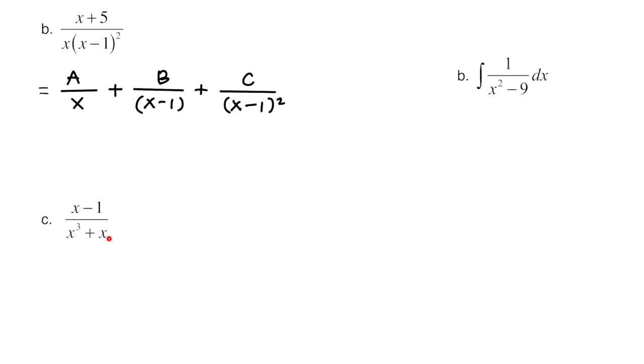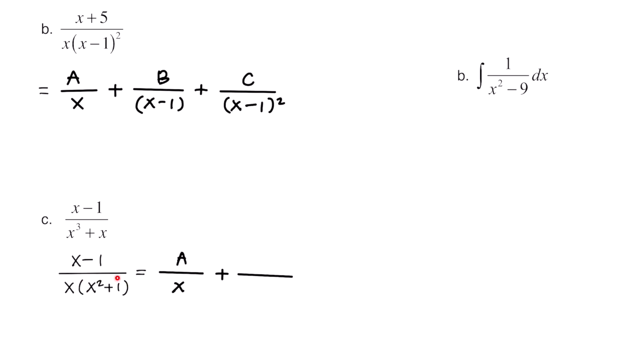Next, we check the denominator to see if it factors. So we get x times the quantity x squared plus 1. We have two different factors, so we're going to break it up into two fractions. So we're going to take this first factor of x and put it in the denominator. Since this is linear, we're going to have a constant numerator, so we're going to use A.